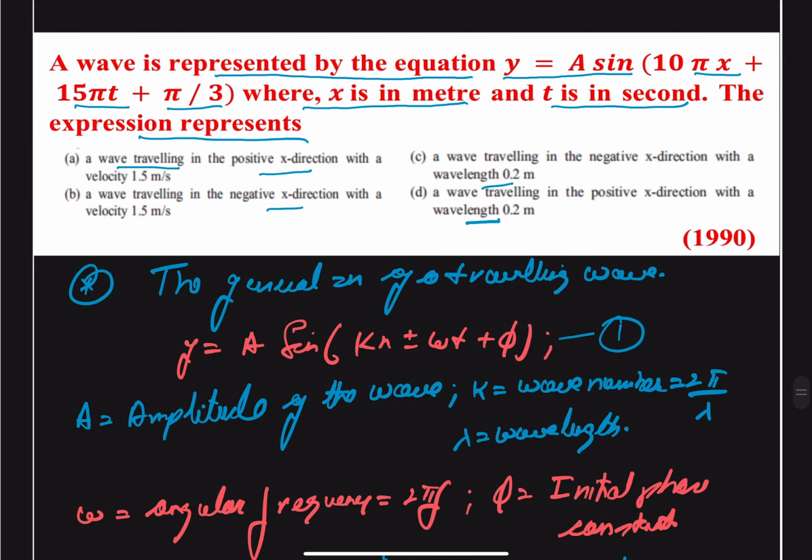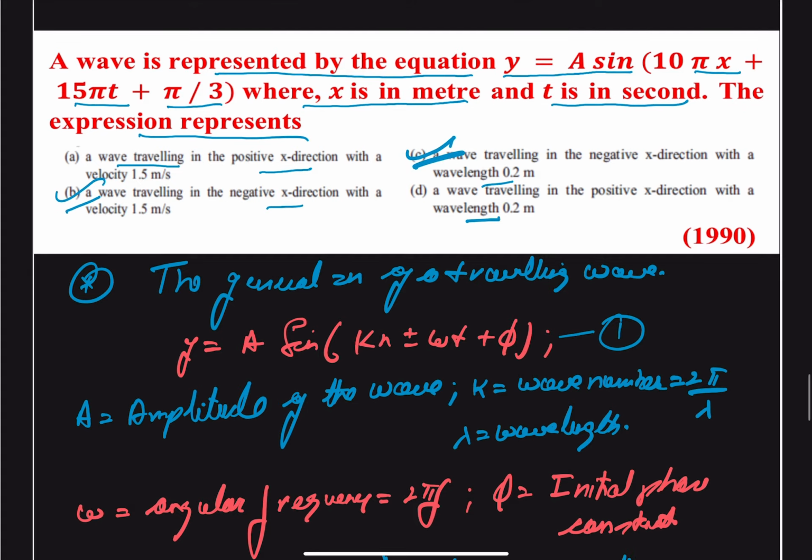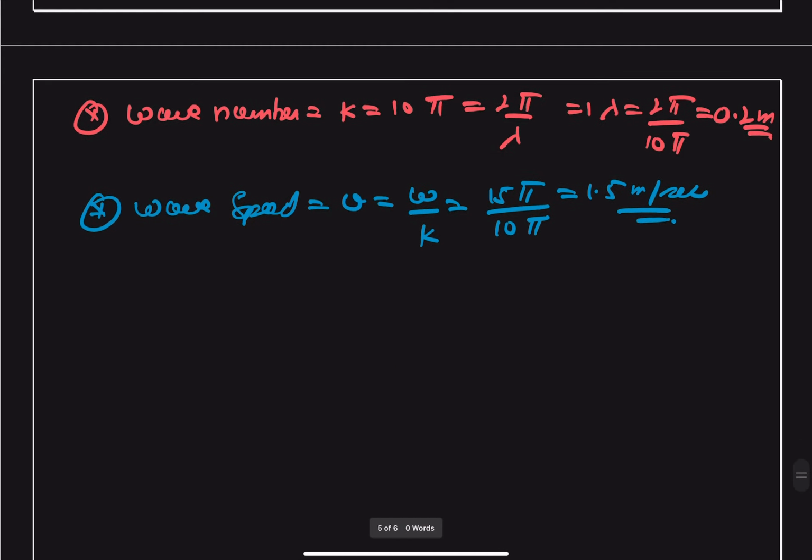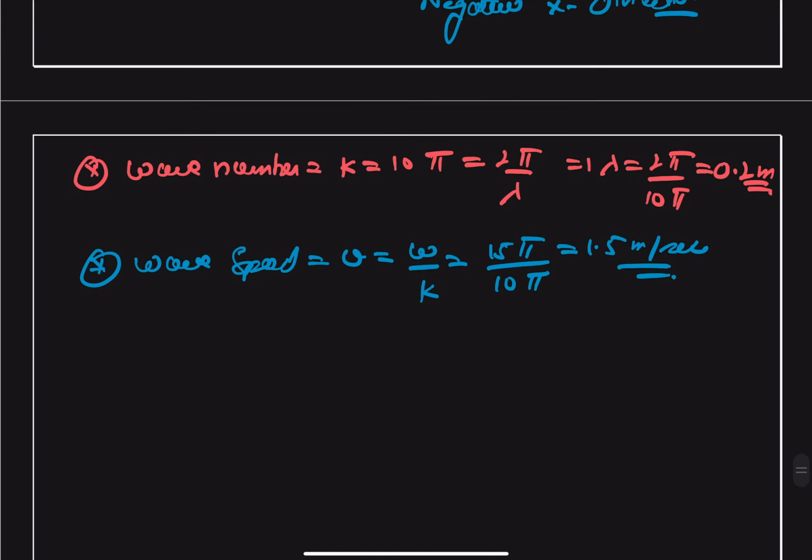So we have the negative x direction, option number B, and the wavelength is 0.2, so option C. So options B and C are correct.